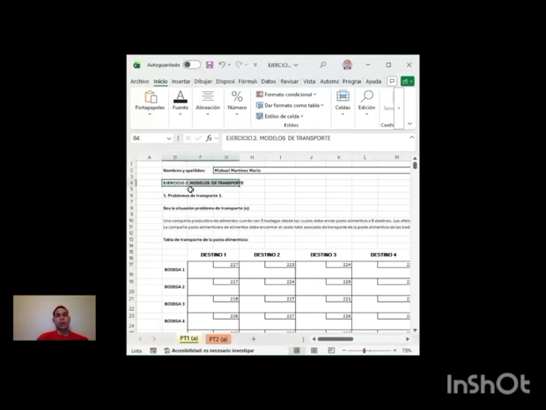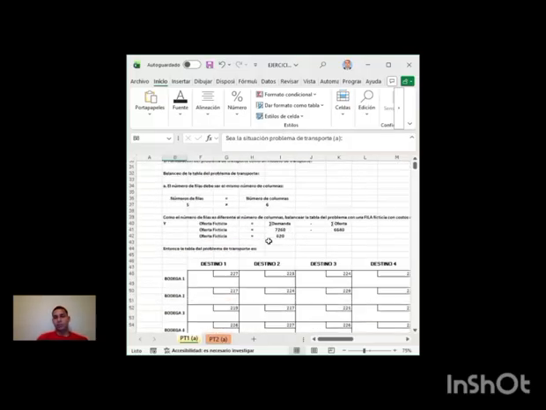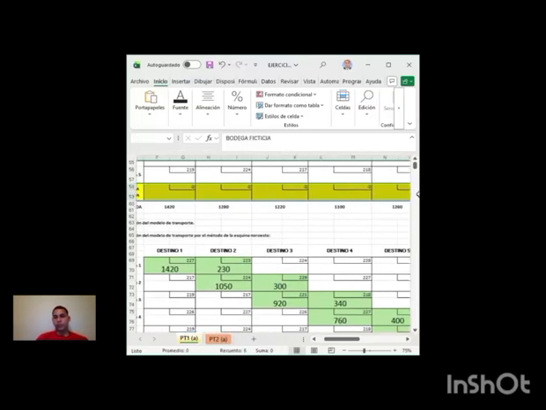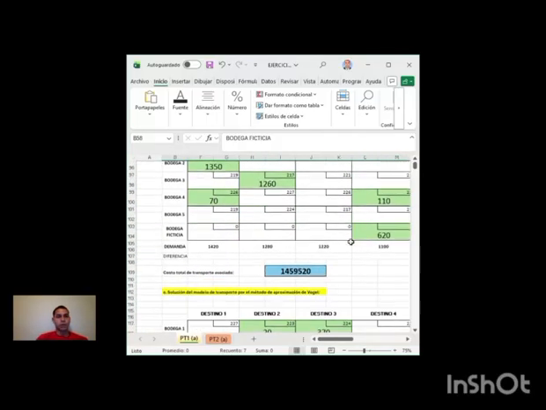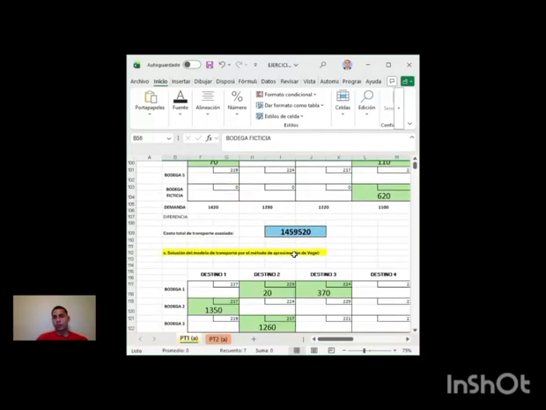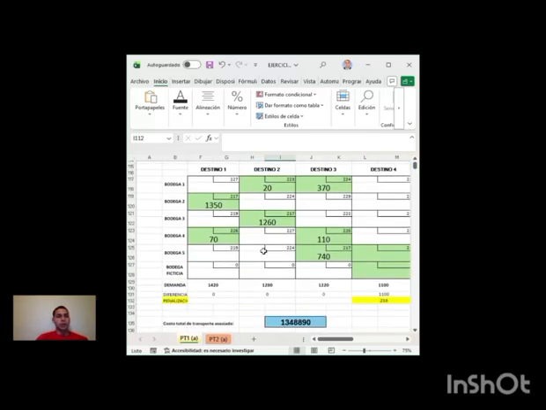We have a company with 5 warehouses and 6 destinations. Before starting, we must balance the model, ensuring total supply rows equals total demand columns. Vogel's approximation method: we balance rows and columns.